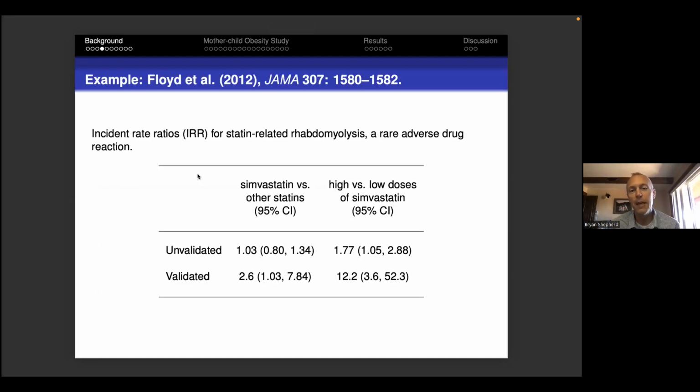Here's an example, a paper published in JAMA in 2012 by Floyd and colleagues. I don't know anything about the science behind this, but they're looking at incident rate ratios for statin-related rare drug adverse reactions. Essentially, the bottom line is when they used unvalidated data, they got essentially a null association or very weak association, whereas after they validated the data, they got very strong associations. So it really changed the science by validating their data.